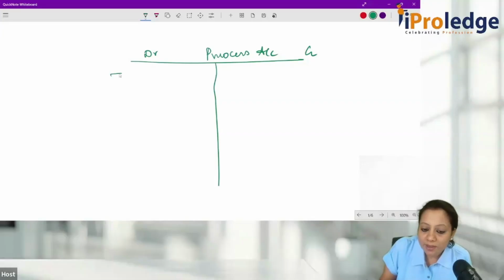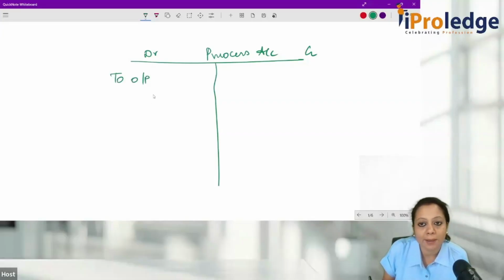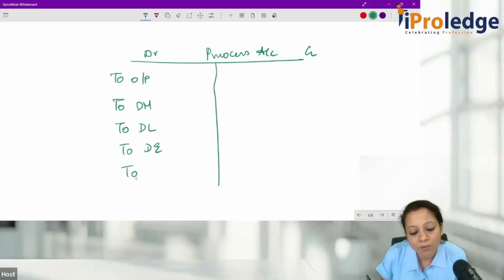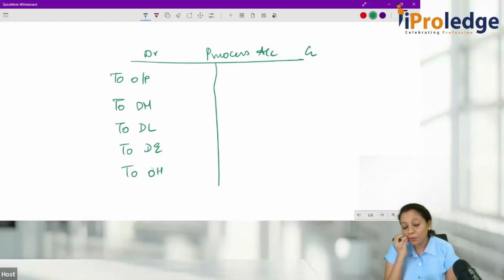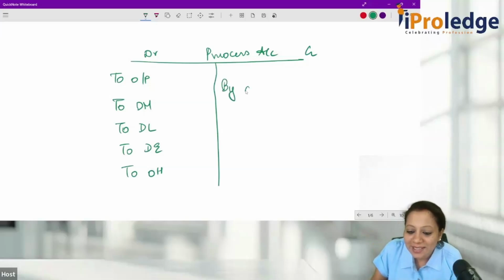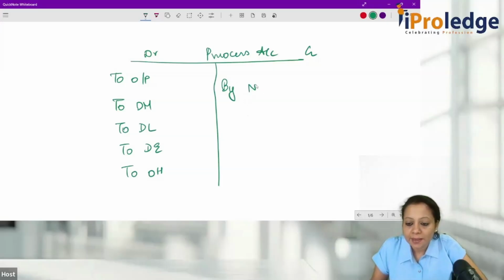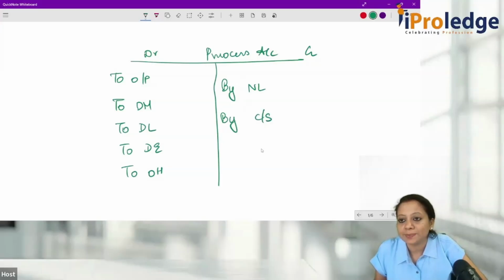Now, here what we will have is, if we are having any opening WIP, first I will write that. Like trading account only. Then whatever direct material you purchase, then direct labor, direct expenses, and even overheads. Now you don't tell me, ma'am, this looks like trading account. You have taken overheads also. We have taken all the cost. That's all. So then here we will write by normal loss, then by closing.